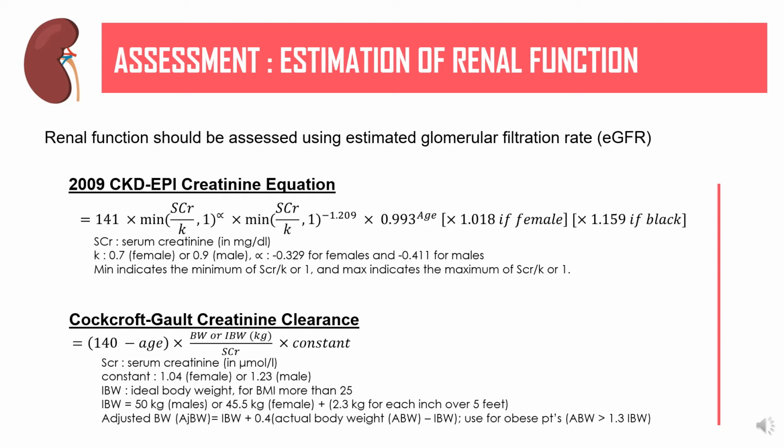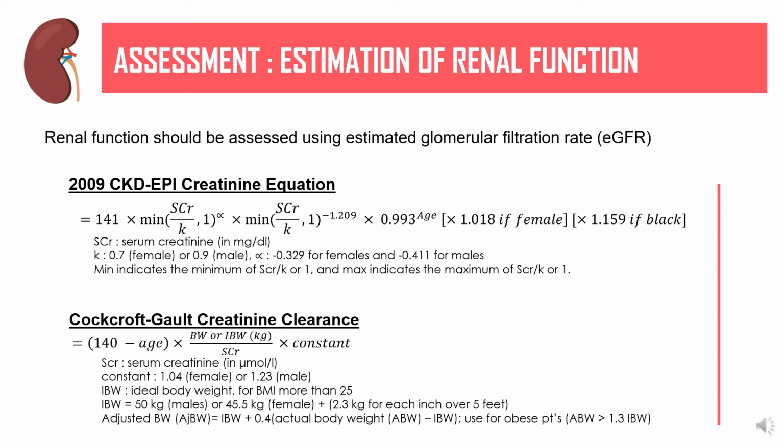0.329. For the Cockcroft-Gault creatinine clearance method, the serum creatinine level should be in micromole per liter. Before that, we need to calculate the BMI of the patient to know whether it is more than 25 or not. If she is overweight, or BMI more than 25, we need to calculate the ideal body weight for these patients by using this formula. Adjusted body weight will be used if the patient's actual body weight is more than 1.3 times the ideal body weight.